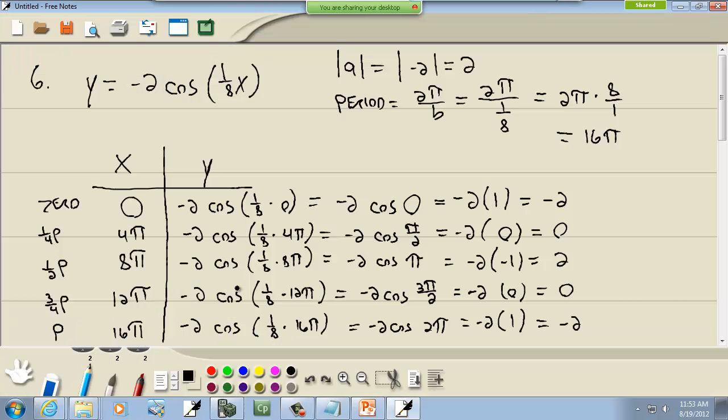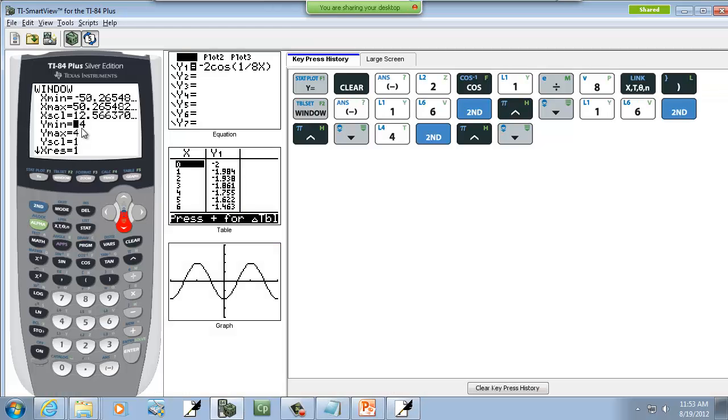Y min and Y max. Well, if this bounces back and forth between negative 2 and 2, I want to at least have enough so I can see it. And negative 4 is actually okay. And all the rest of that's fine, so I just go ahead and push graph. Don't do zoom Z-trig, that'll set it back.